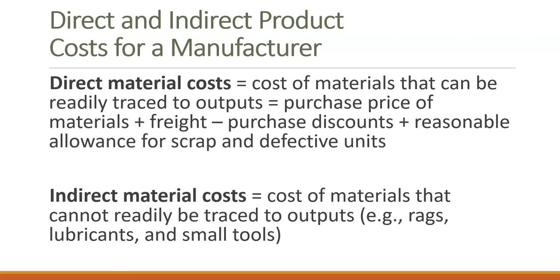Indirect material costs are those materials that cannot be readily traced to outputs. You might have lubricants, small tools, screws, nails, cleaning rags for maintenance, how much soap we get out of a soap bucket for our cleaning supplies. Those things end up as an indirect cost. All of our indirect costs pool into overhead.